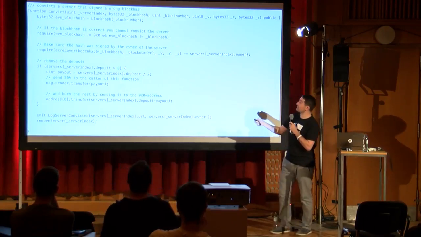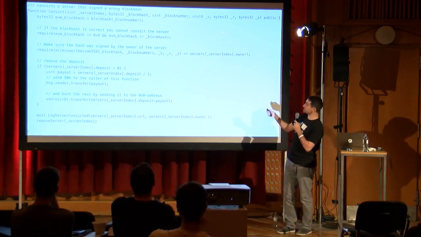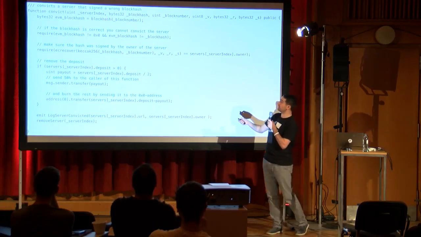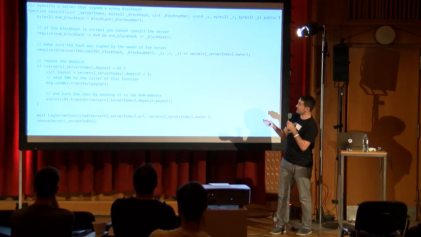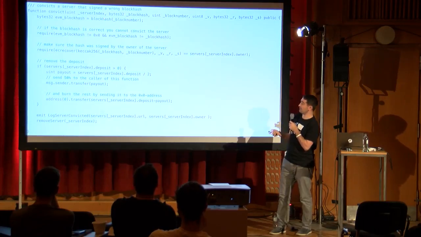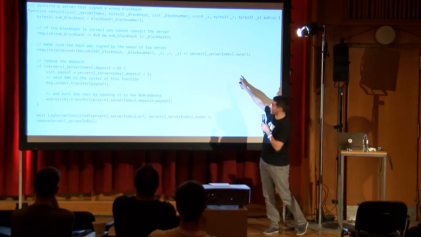They say which server, block hash, block number, and the signature. And here you check if the block hash is not equal to what the EVM gives you by retrieving it directly from the opcode. Then you check with ecrecover if this is the owner.